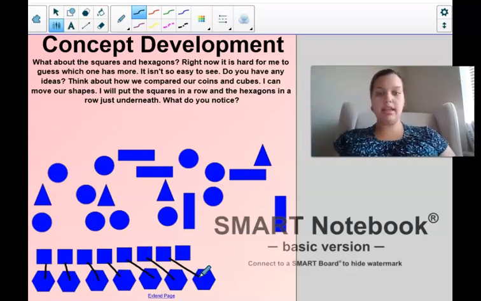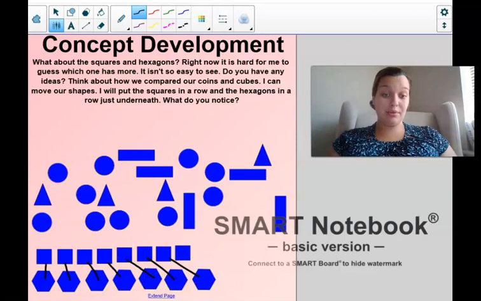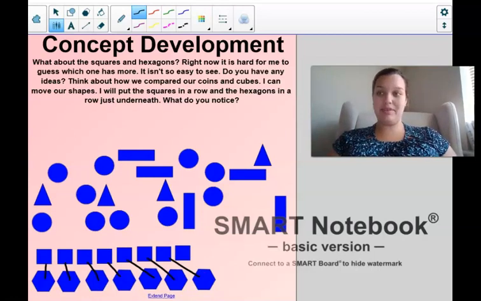Phew, good thing I did that, because look at, do we have more squares or more hexagons? We actually have more squares, and I thought we were going to have more hexagons or they were going to be the same. So I am so glad that we drew our lines. So do we have more squares or more hexagons? More squares. How many more? One more. Awesome.